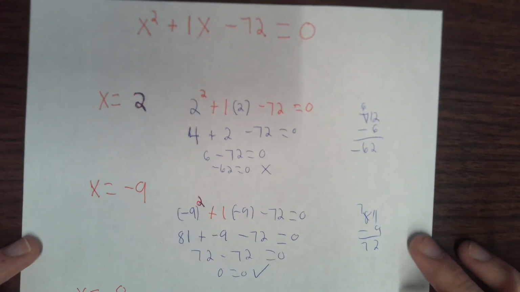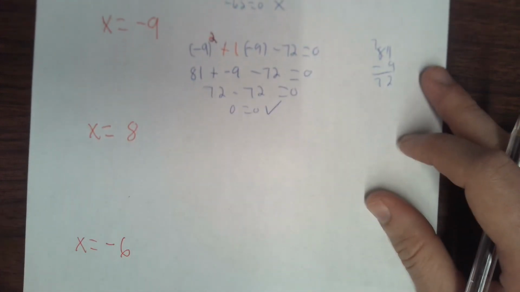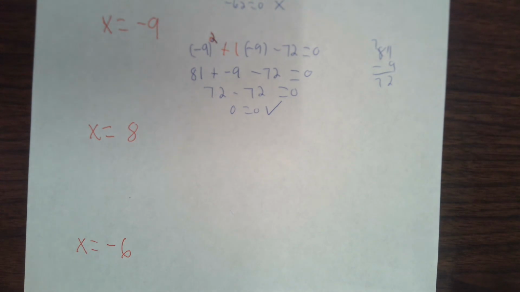Okay, so once again, if you want to pause it right here, you can copy all those. And then unpause it, pause it again, and there's x equals 8 and x equals negative 6.